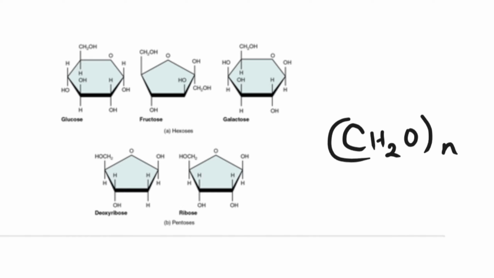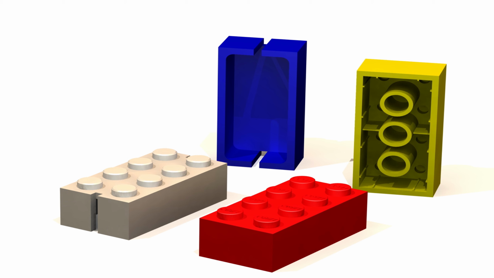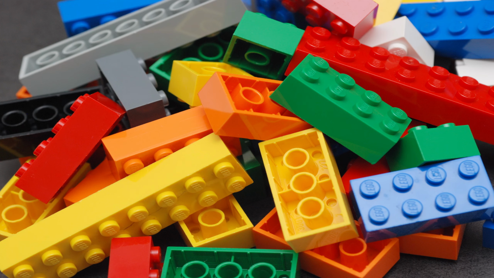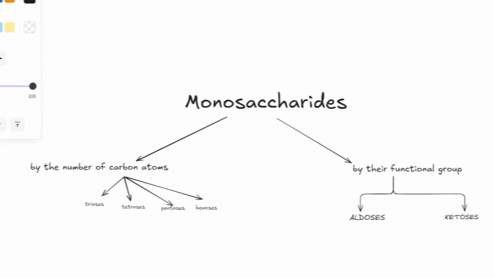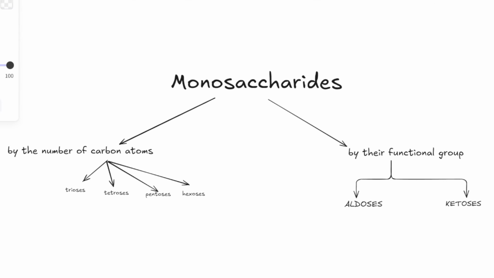Think of them as the versatile Lego bricks of biology. From the simplest monosaccharide, a single brick, to the most complex polysaccharides from the rice in our dal chawal, they are our primary energy source. Let's begin our journey starting with the simplest units. The first one is monosaccharides. These are the fundamental building blocks.